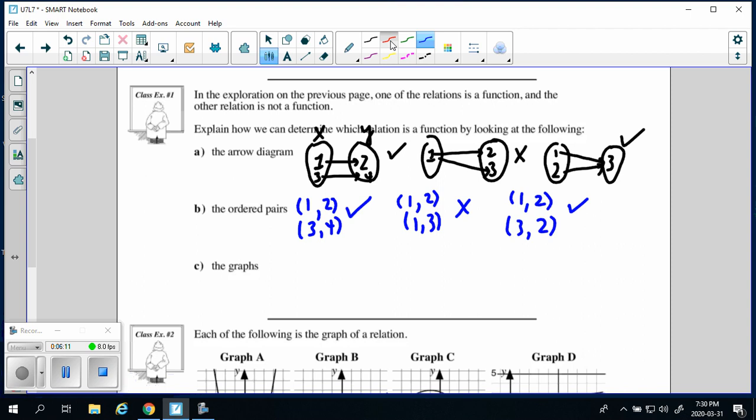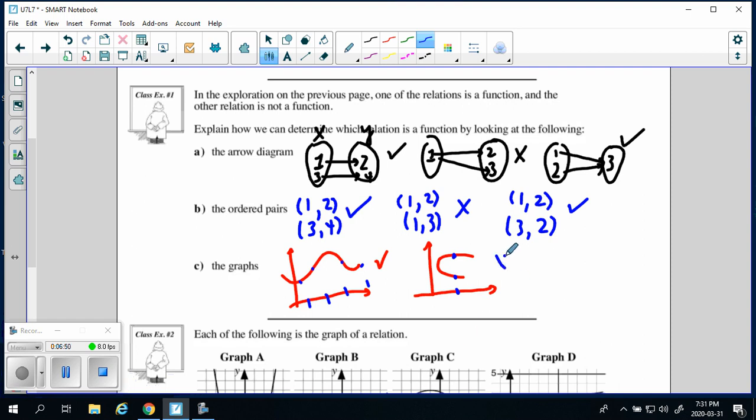If you were to look at the graph, a function might look like this. If you look up any value of x on this axis, you're only going to see one point that maps to it on the y-coordinate. So this is a function. This, however, is not a function. The reason it isn't is if you look up this x value over here and you read what the y value is, you're actually getting two different y values.